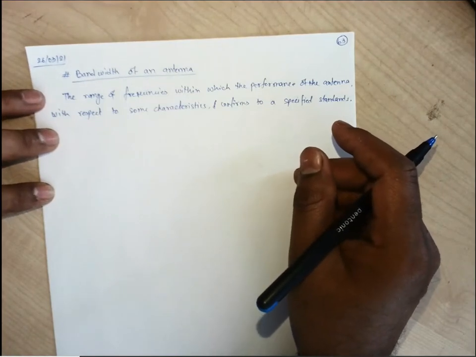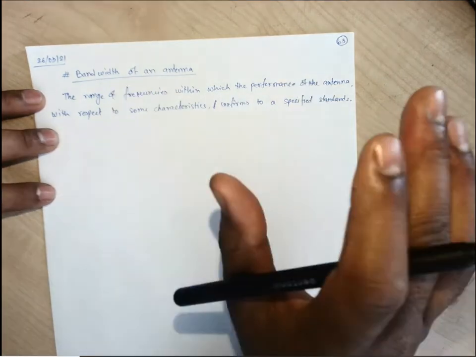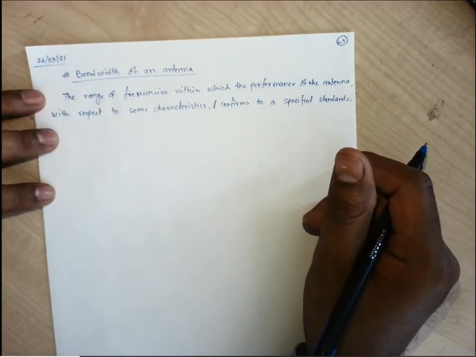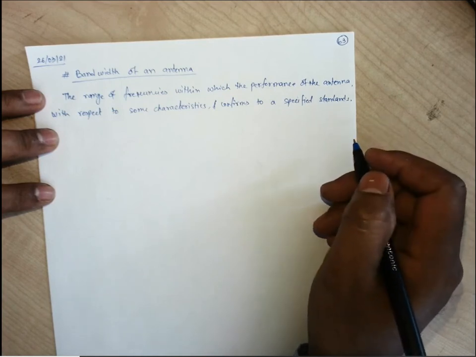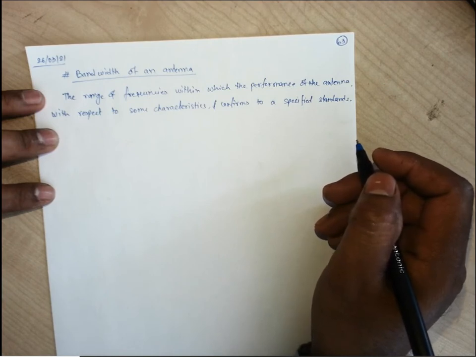So this band of frequency, or this bandwidth, can be considered as the range of frequencies on either side of the center frequency. The center frequency means the frequency of operation for this antenna, and it is also known as the resonance frequency.